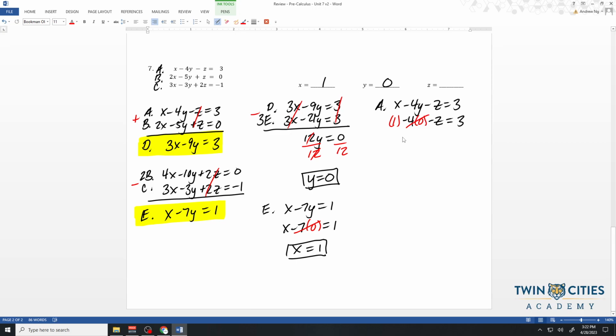So we'll have 1 minus z is equal to 3. Let's subtract 1 from both sides. Negative z is equal to 2. And so dividing both sides by negative 1, I'll get z is equal to negative 2.